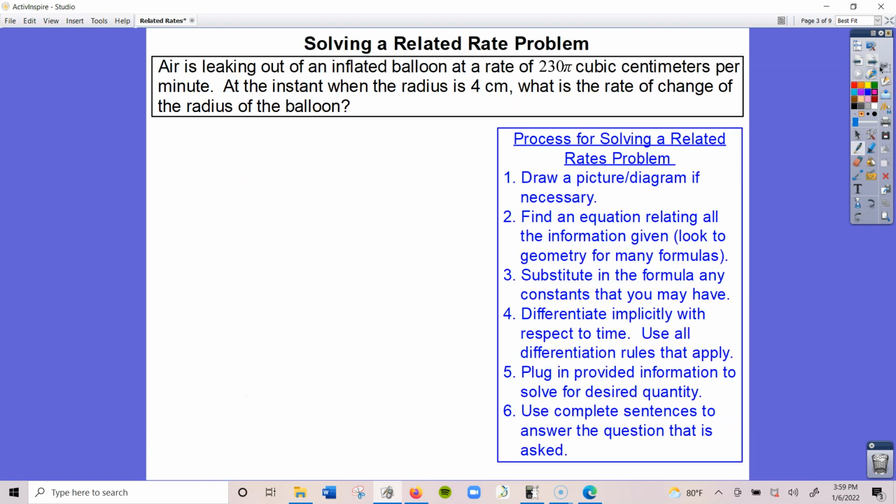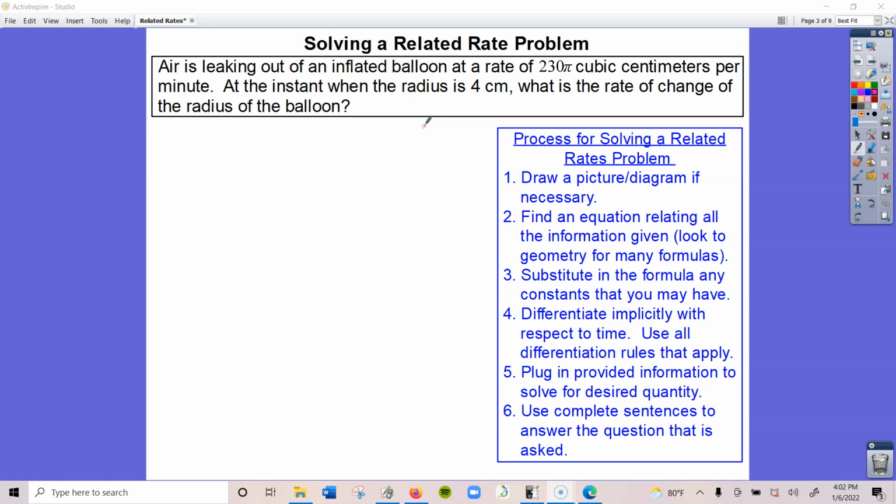So now let's look at what a related rate problem would look like. With this particular problem, air is leaking out of an inflated balloon at a rate of 230 pi cubic centimeters per minute. At the instant when the radius is 4 centimeters, what is the rate of change of the radius of the balloon? So we have to dissect this.